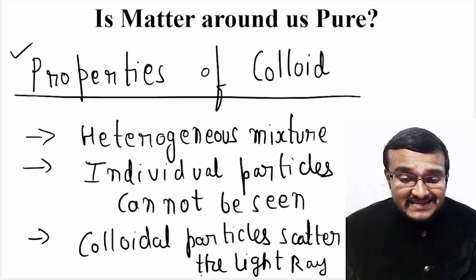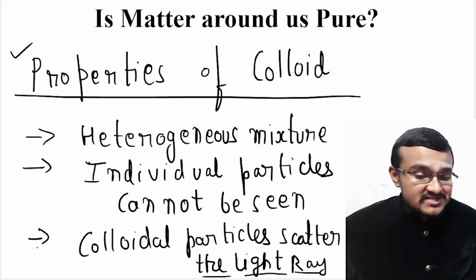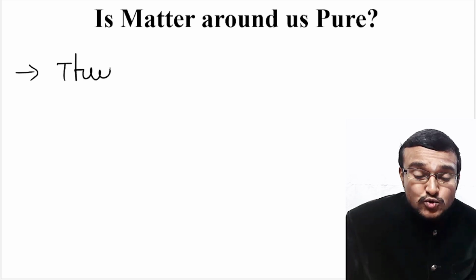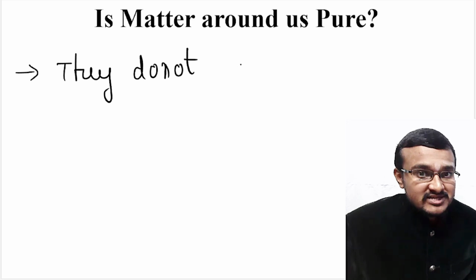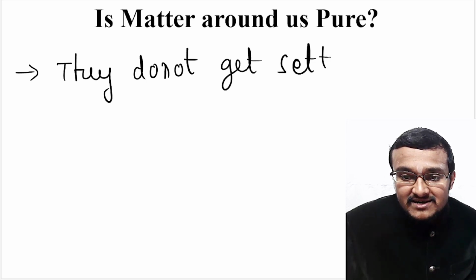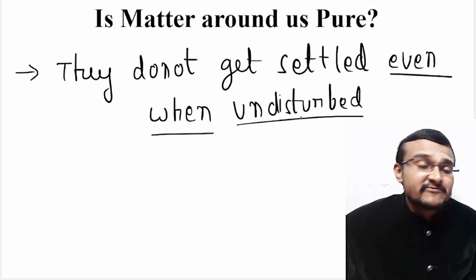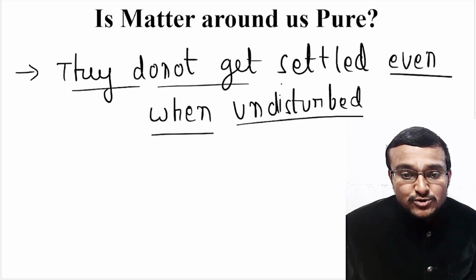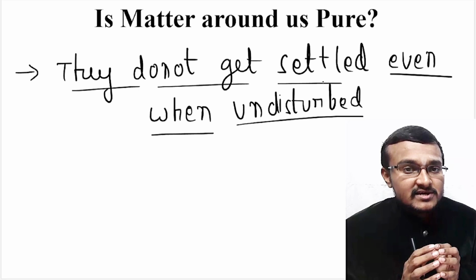So colloidal particles can scatter the light ray and make the light ray visible. So this is actually the third property. And the fourth property is they do not get settled. Even though they are a heterogeneous mixture, they do not get settled if they are undisturbed. Even when this colloidal solution is undisturbed, they do not get settled. That means the solute particles do not get settled in that solvent.